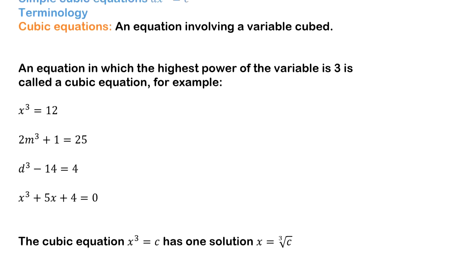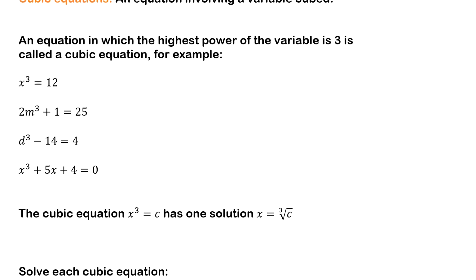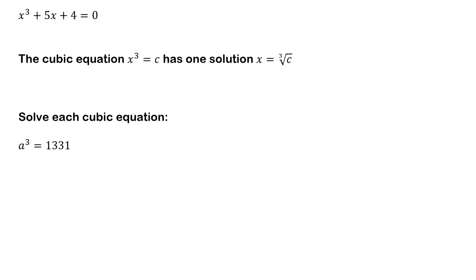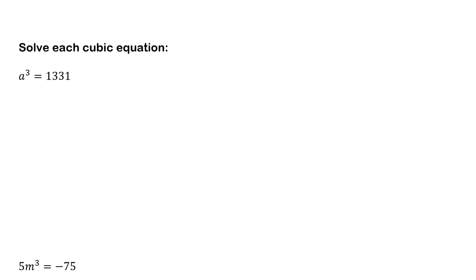The cubic equation x cubed equals c has one solution. Unlike squared equations or quadratic equations, this has only one solution. So we need to solve each cubic equation. In the same way that when you have something squared, you square root it to remove it, you do the same here. If you have something cubed, you cube root it.